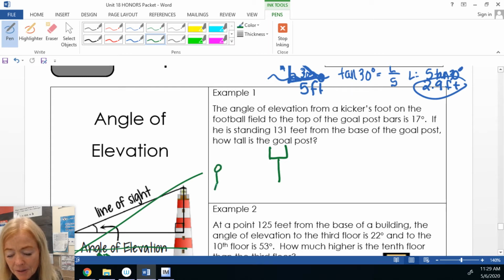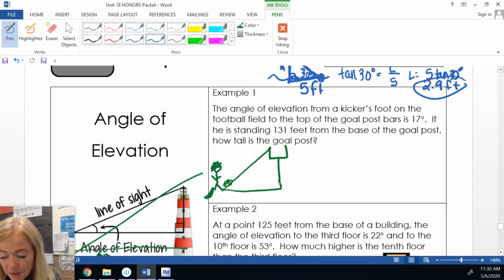But you have a dude here, or a girl, I don't know. We'll give him lots of hair. And then he has a football that he's going to be kicking. So here's this football, and he's going to kick this football, and the angle of elevation to the very top with this football and to the goalpost here. So that's the angle of elevation. Again, it's from the kicker's foot right here to the top of the goalposts right here.